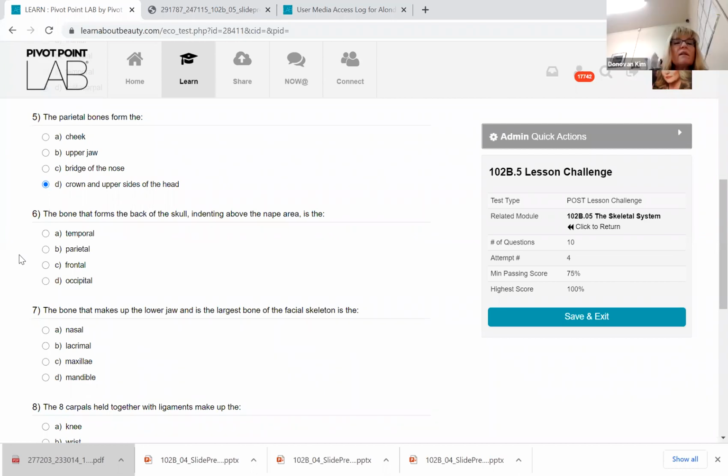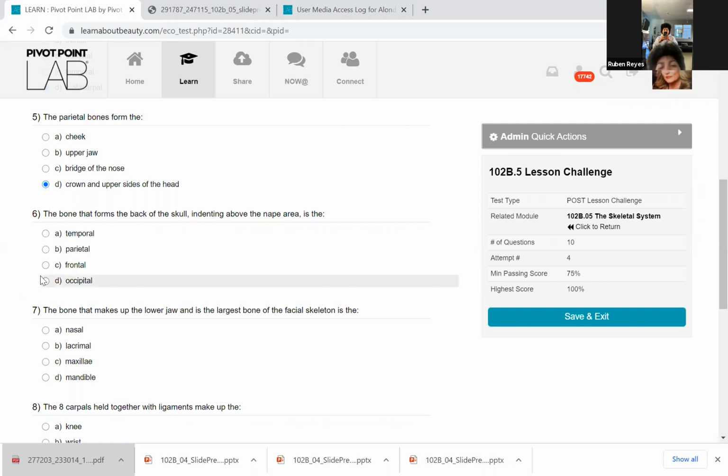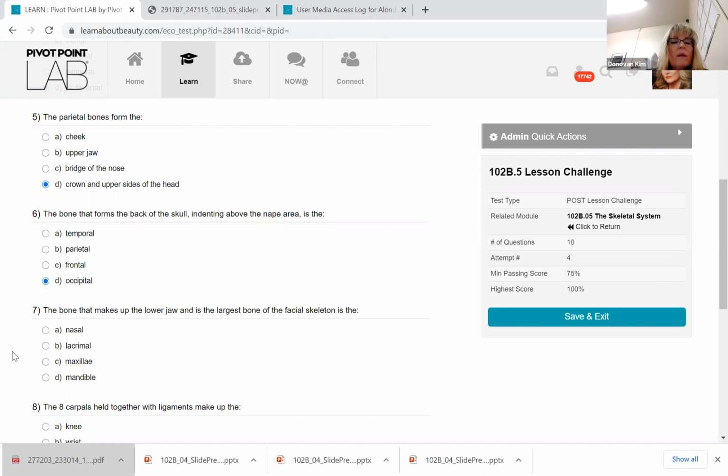Okay. 6. The bone that forms the back of the skull and indenting above the nape area is what? The occipital bone. Yes. Okay, Alejandro. The bone that makes up the lower jaw is the largest bone of the facial skeleton. I know it's either C or D. I think it's D. You're right. Julian.